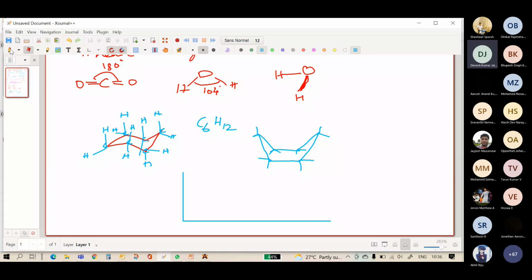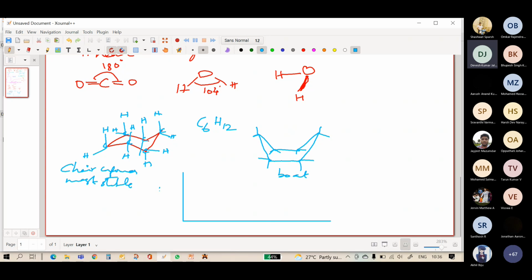Okay, so for now, I'm saying the chair conformer is the most stable. The next stable one is the boat one. Twist boat, whatever you are telling, I'm not aware of such a thing. So we'll consider that later, time permitting. Okay, take a look now.